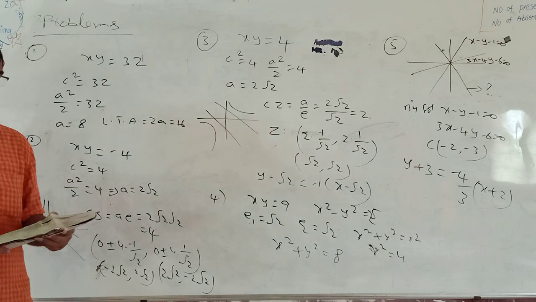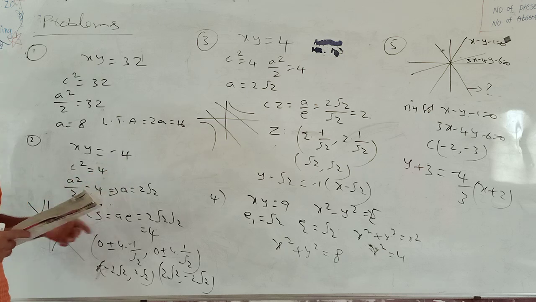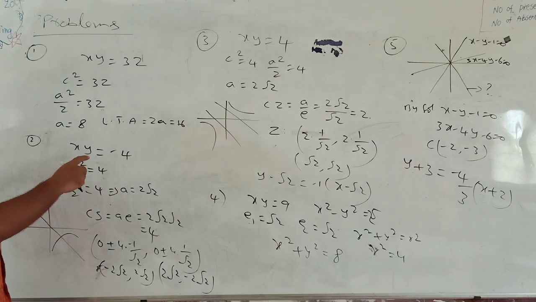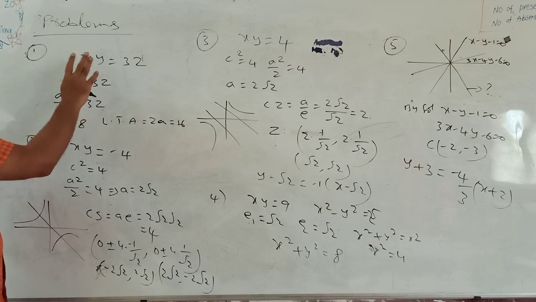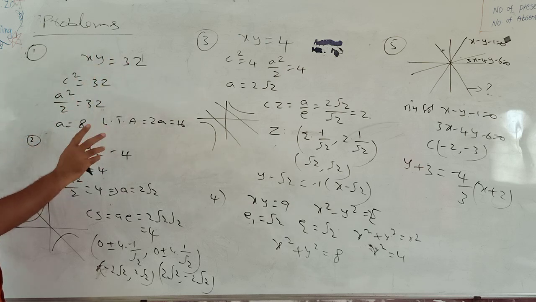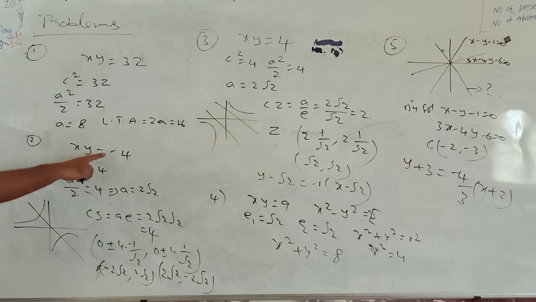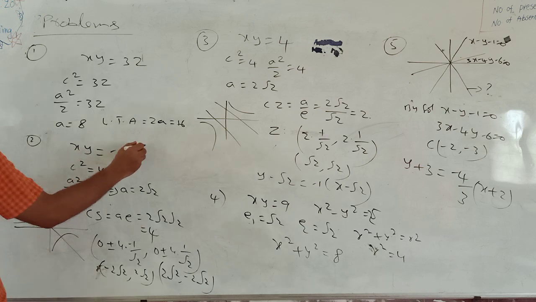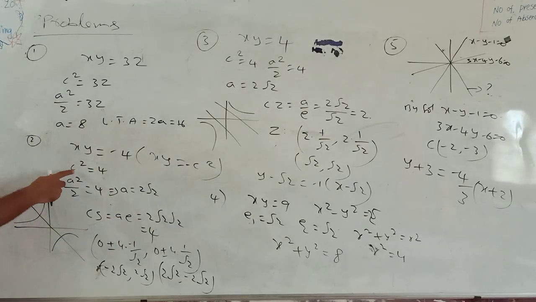Second problem. Foci of the rectangular hyperbola xy equal to minus 4. All of you listen carefully. I already told you, don't memorize formulas for the terms of the rectangular hyperbola xy equal to c square, xy equal to minus c square, etc. Just remember the procedure. See the diagram, this one lies in the second quadrant and fourth quadrant. By comparing with xy equal to minus c square, c square is 4, that is a square by 2 equal to 4, a equal to 2 root 2.